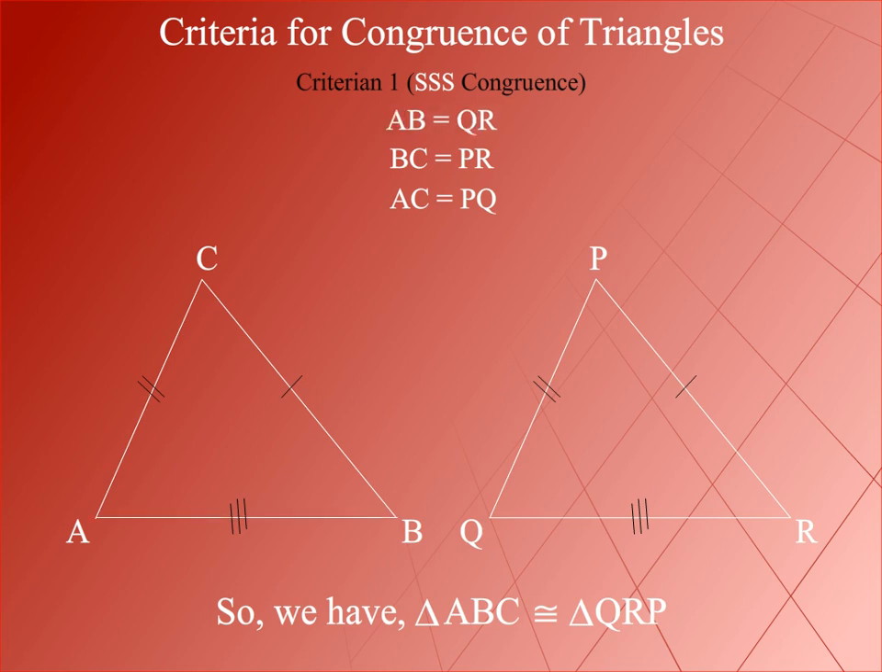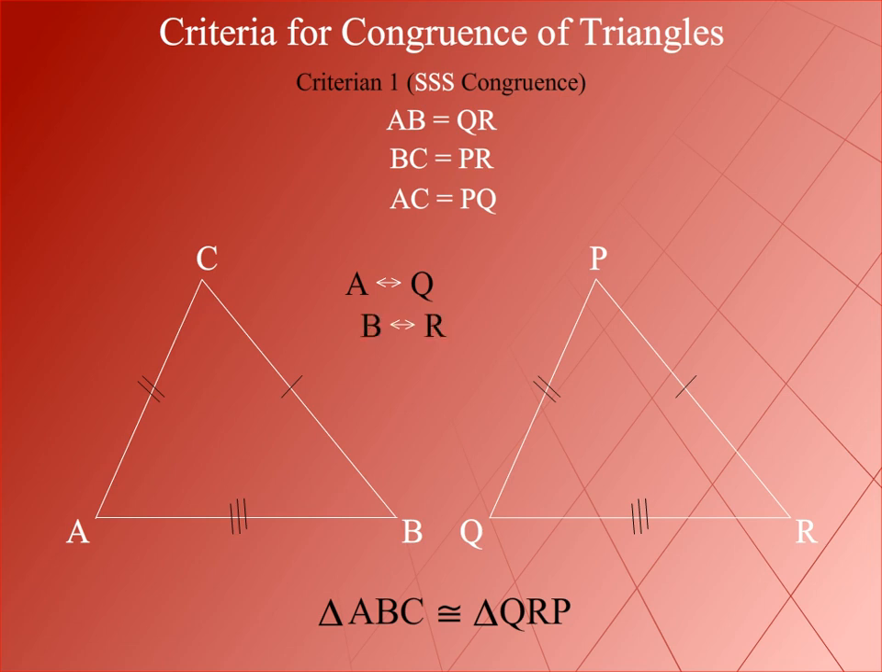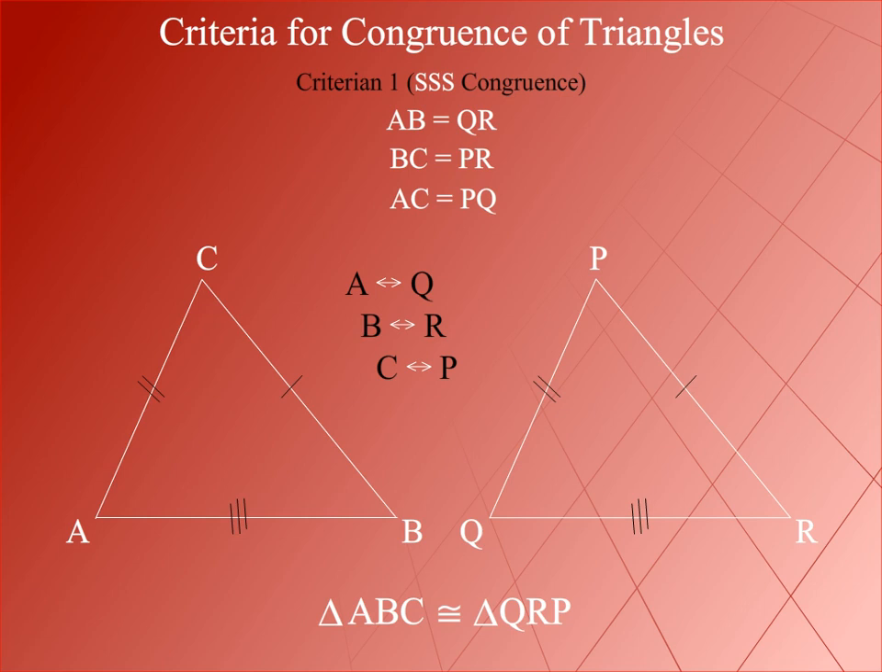Here, AB equals QR, BC equals RP, AC equals QP. Since 3 pairs of sides are equal, by SSS congruence criteria, the 2 triangles ABC and QRP are congruent. As seen here, it can be said that A coincides with Q, B coincides with R, and C coincides with P. So, we have triangle ABC congruent with triangle QRP.